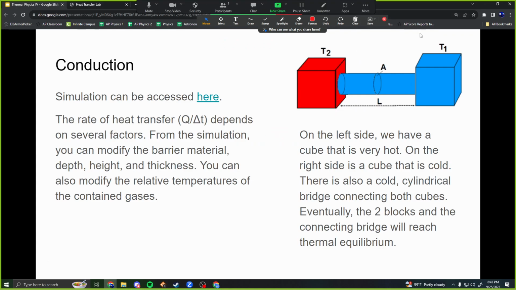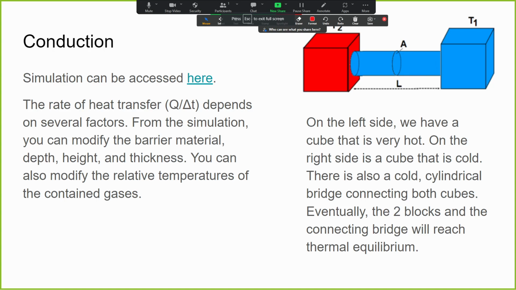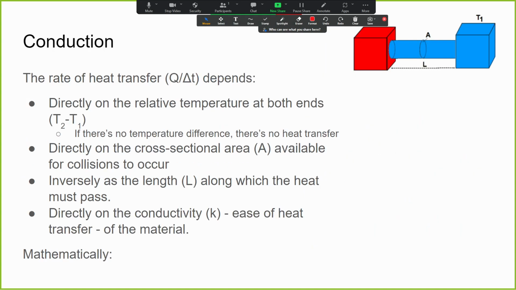So, if I come back to my PowerPoint here, I always call it a PowerPoint even though it's just a Google slide. What we're going to talk about now is the rate of heat transfer. It's going to depend on all of these things. It depends directly on the relative temperature at both ends, T2 minus T1.